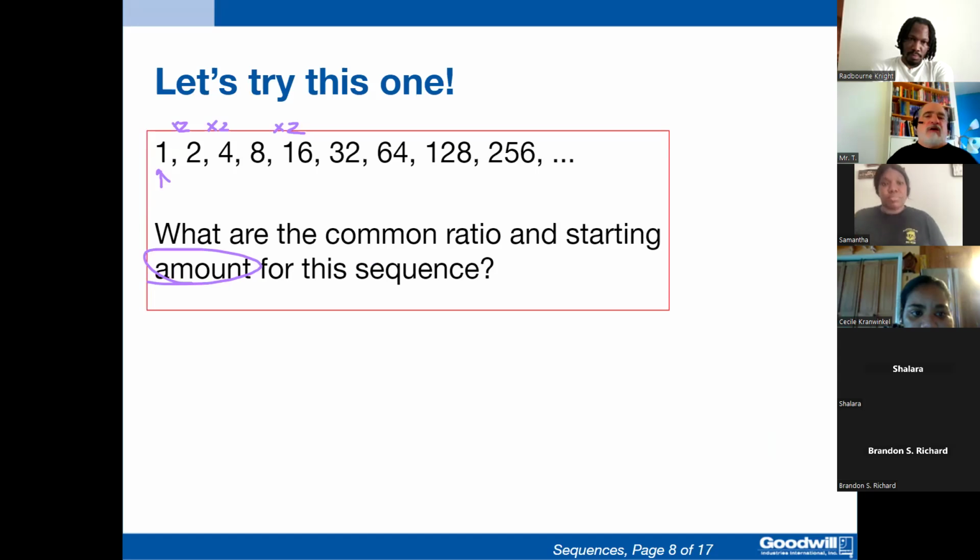So again, this is a sequence that does start at 1. And this is a sequence that doubles each time. So again, if we were to graph that, we would get that slope that rises up very quickly. Questions?